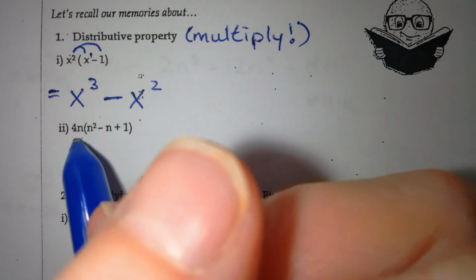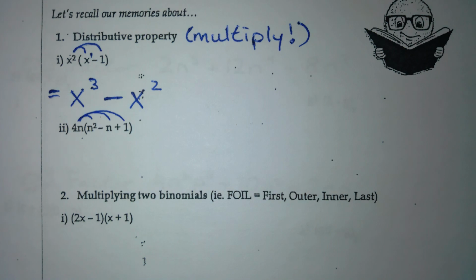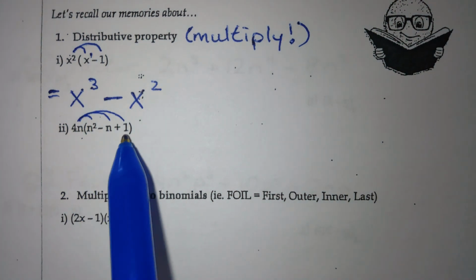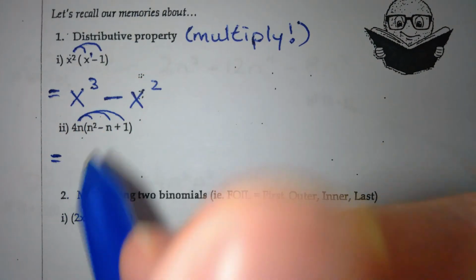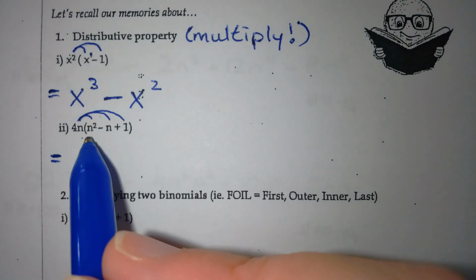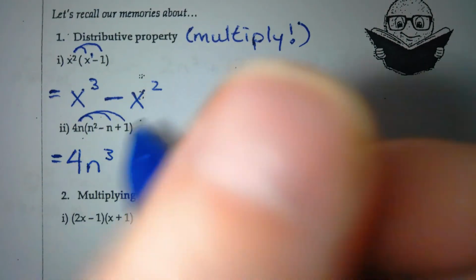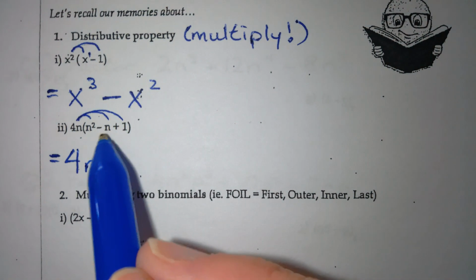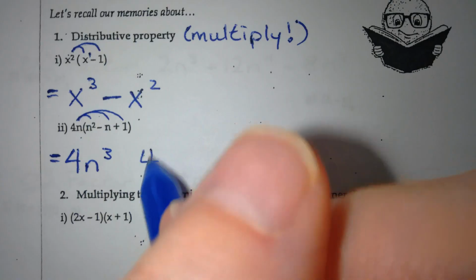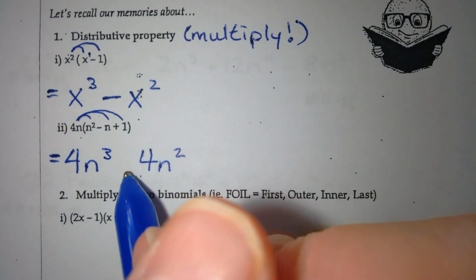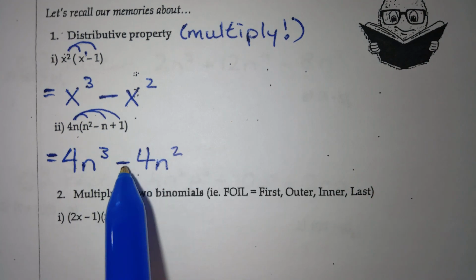Okay, so this one, 4n, I'm going to multiply that to everything inside the bracket as well. I have 3 terms inside the bracket, so I have to multiply that 4n to all 3 of them, just like what we did up here. What is 4n times n squared? 4n cubed. Good. What about 4n times negative n? Gavin? 4n squared. What's my sign? Minus. Right, because it's a minus here, so when I multiply it, it stays minus.